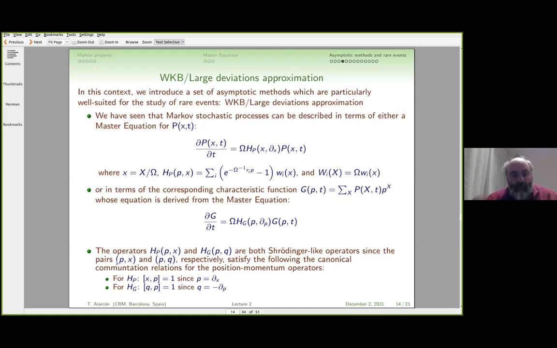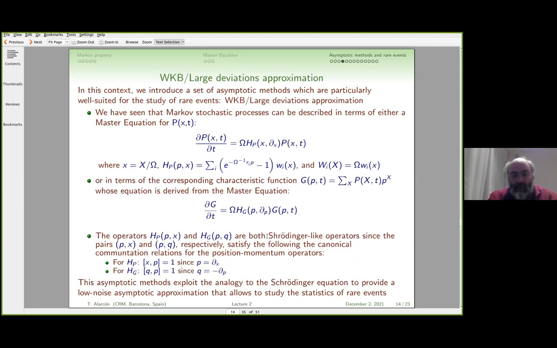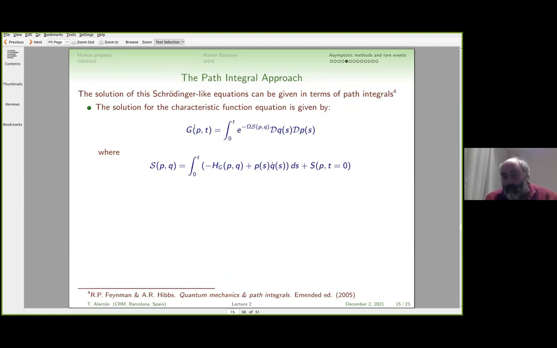So if you think of them as Schrodinger-like equations, you can write the solution to these equations. For example, here I am now moving on to the characteristic function, but for the probability density you get a very similar result. You can write the solution to this equation as a path integral.